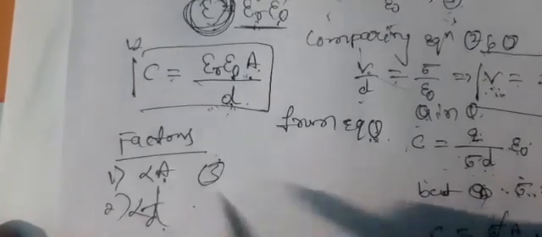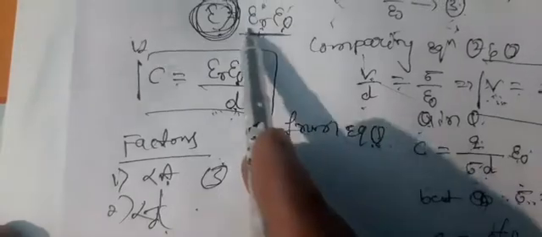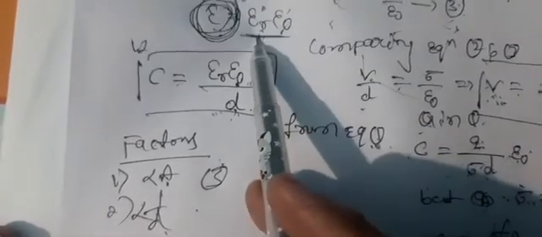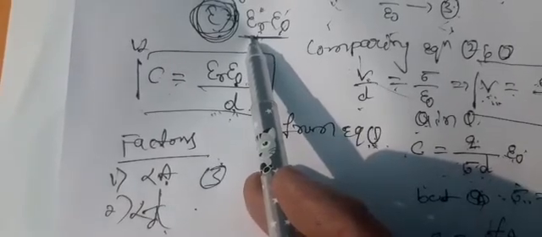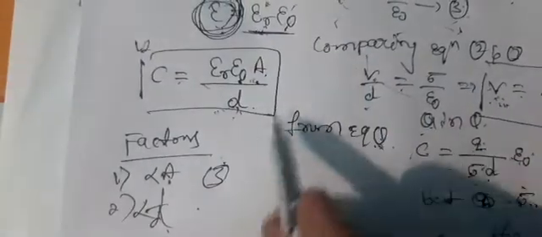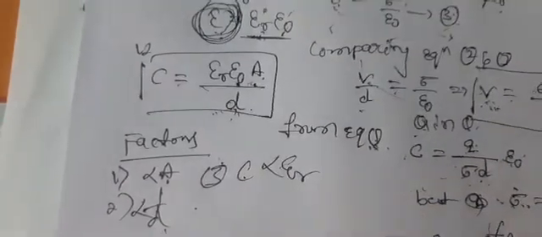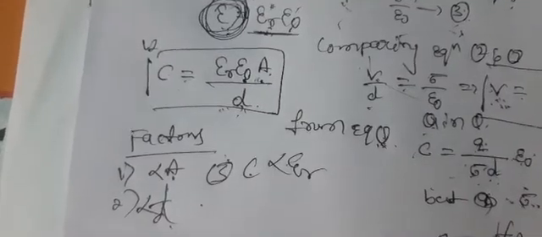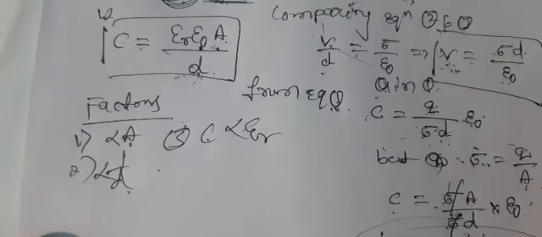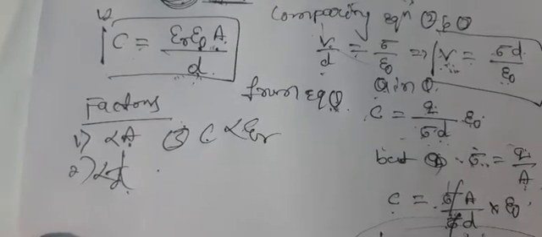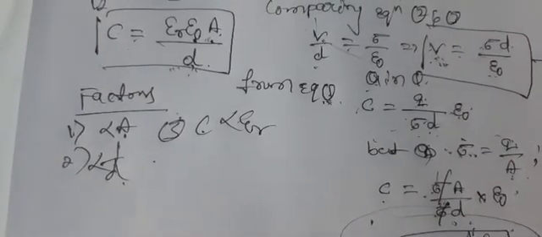And the third factor is that it is directly proportional to the dielectric constant, epsilon r. Epsilon r is the dielectric constant or relative permittivity. That means the capacitance of a capacitor is directly proportional to the dielectric constant of the medium between the plates. Those are the factors of the capacitance of two parallel metal plates.